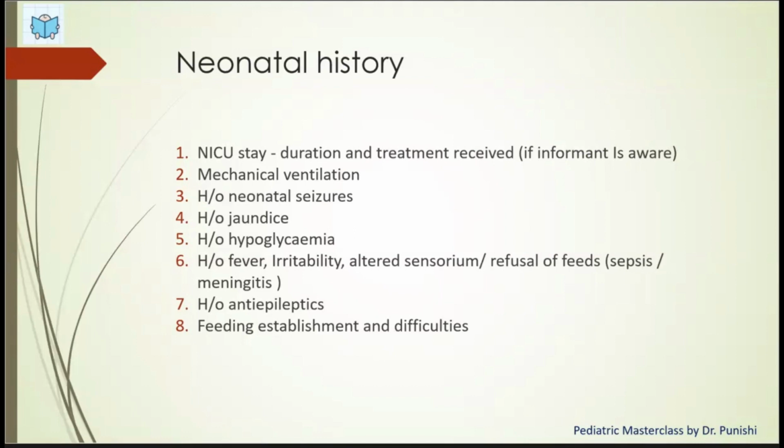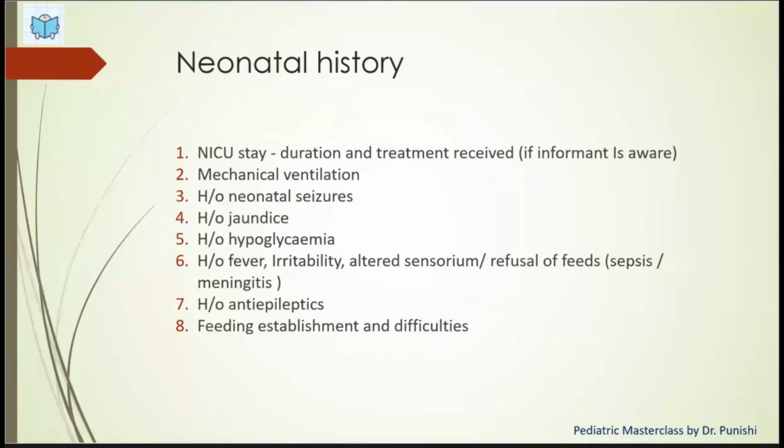History of hypoglycemia. Hypoglycemia can lead to convulsions, and hypoglycemia specifically damages the occipital lobe, so it can lead to cortical blindness. So whether the child had a history of hypoglycemia in the neonatal period. History of fever, irritability, altered sensorium, refusal to feed could be a presentation of sepsis or meningitis. Whether the child was started on any anti-epileptics in the neonatal period, if yes, then if the parents know which one, it's good. And when was the feeding established and the difficulties?